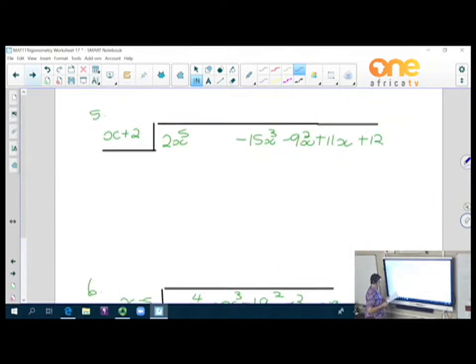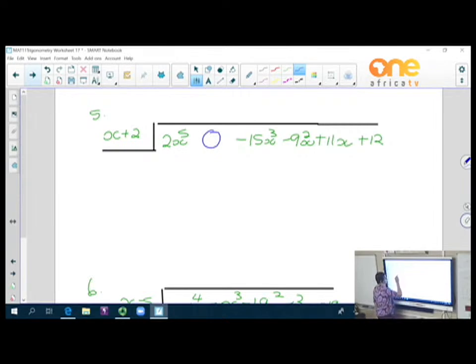Number 5. Now look at number 5. There is 1 missing. There is no x to the power of 4. So you have to leave an open space. If you don't do that, your whole arrangement is going to be wrong. And it means that there's actually a 0 there. Look at that. 5, nothing, 3, 2, 1, 12. So that's why I leave that open space.